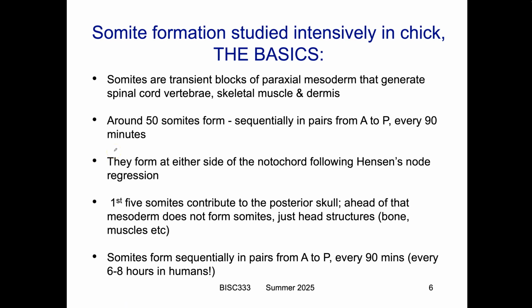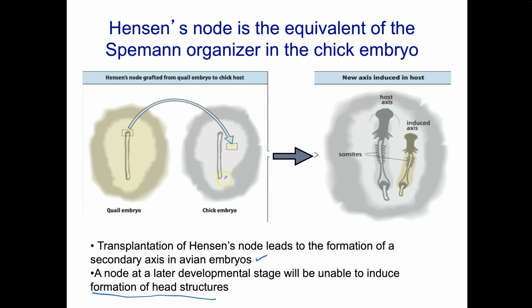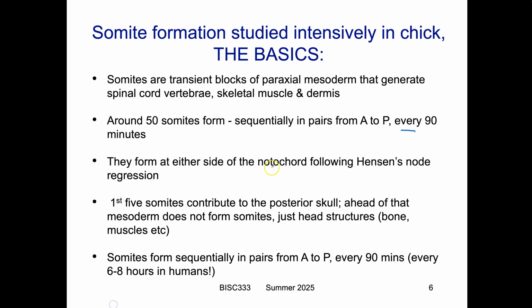Approximately 50 somites form. In different species it will be slightly different numbers depending on the length of the tail, for example, things like that. And it starts from anterior and moves to posterior, and a new pair forms in 90-minute cycles. They form to either side of the notochord after Hensen's node has gone by.